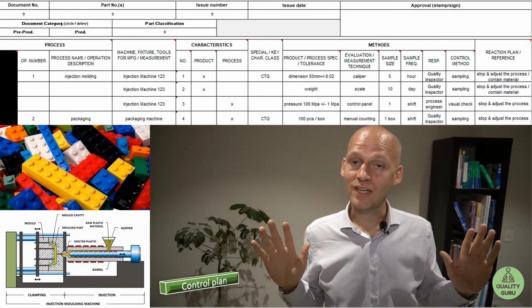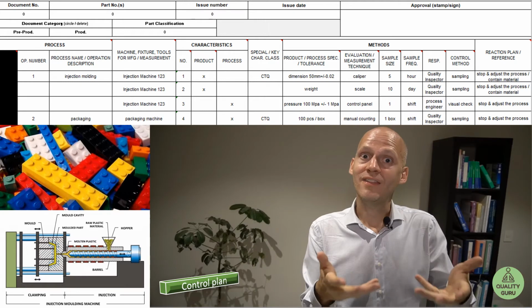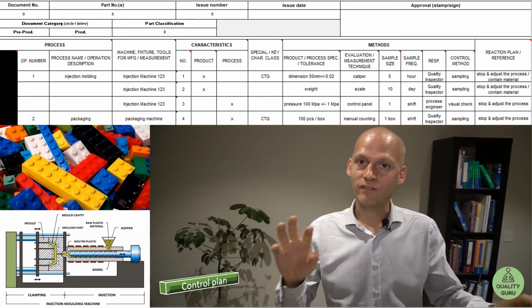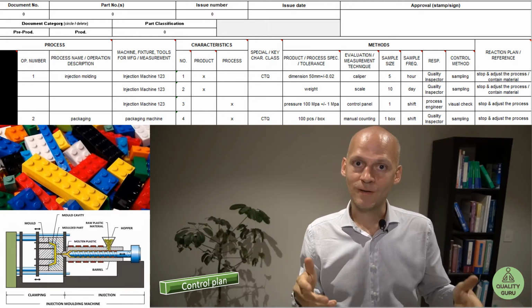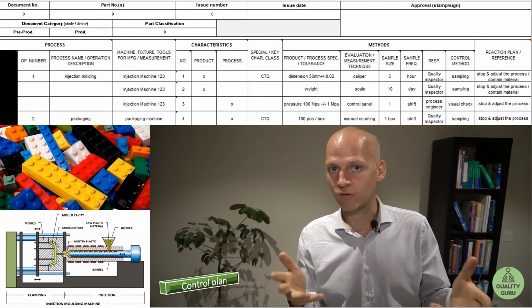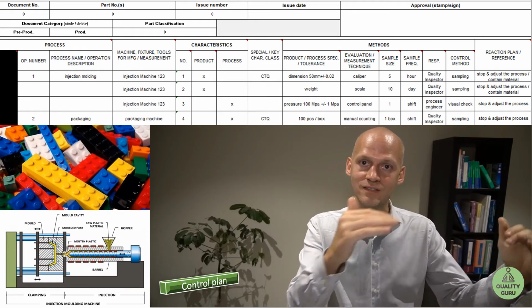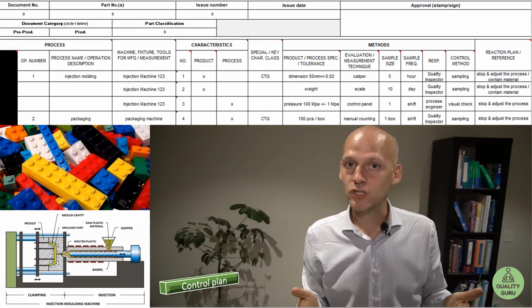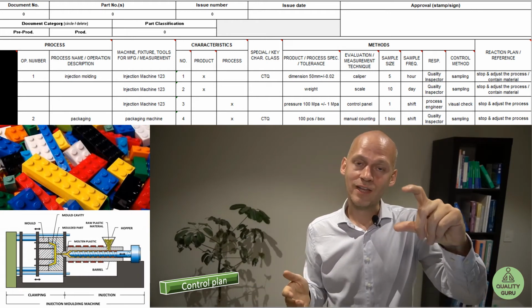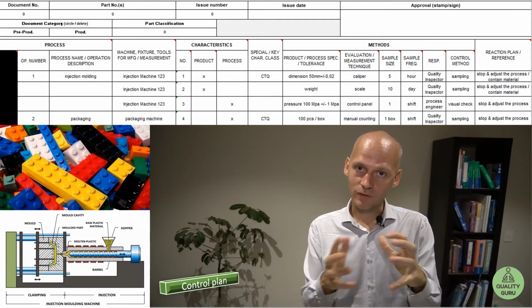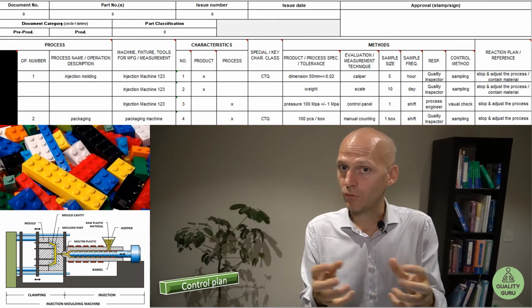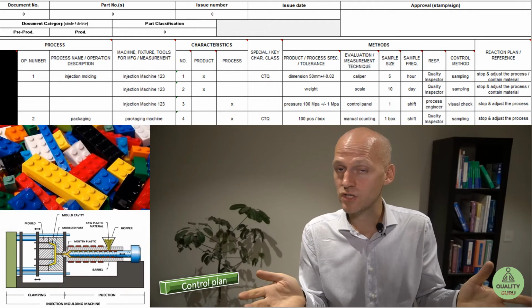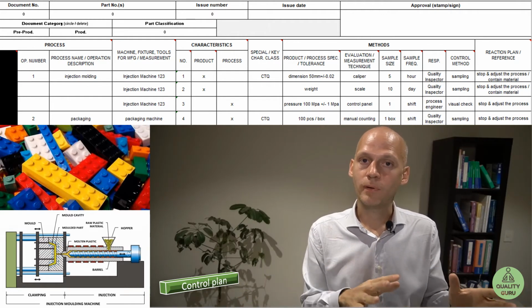And I believe if my process is stable, then 5 pieces every hour should give me enough information about the quality of the part. And I can see the stability. And I can also see what my reaction plan is. So if I find that the dimension is getting bigger or smaller, because the injection molding process has some changes maybe, then I should stop and adjust the process.